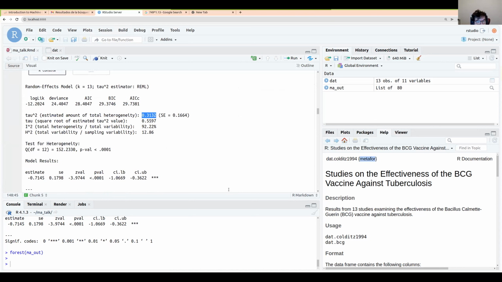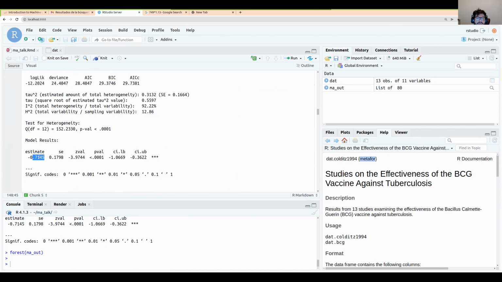And it gives you other measures, such as the I square and so on. Our estimate was minus 0.71. This is the mean effect size between tuberculosis and control, and remember, this is a log risk ratio mean effect size. So if we want to transform it into a risk ratio, we just have to take the exponential of this.